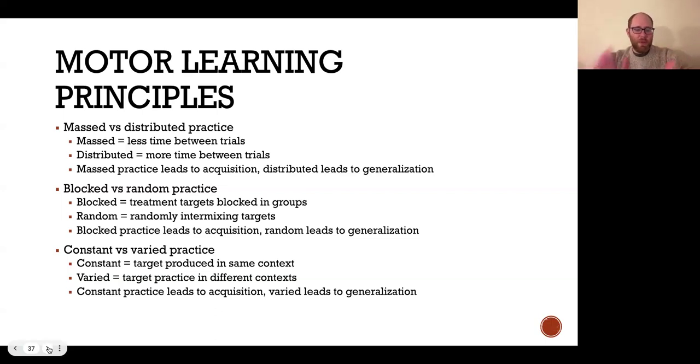So pit, pot, etc. In varied practice, your target's going to be varied throughout different things. So you might have single words, but you're working on P in beginning, middle, and end. Or you might have single and multi-syllable words that you're working on, but also emphasizing your target. Constant practice leads to better acquisition, where varied leads to the generalization.